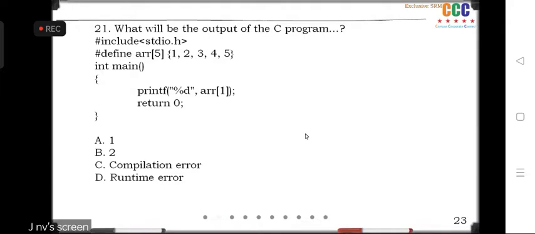Swikriti is saying it is C. Lakshmi, I was waiting to see if I missed something in the question. Yashashwini is saying it is compilation error. C is compilation error. Okay. Now, can you tell me why it is compilation error, Yashashwini?